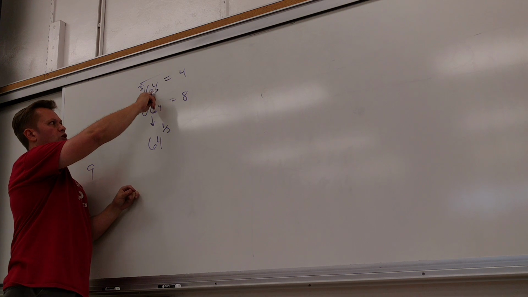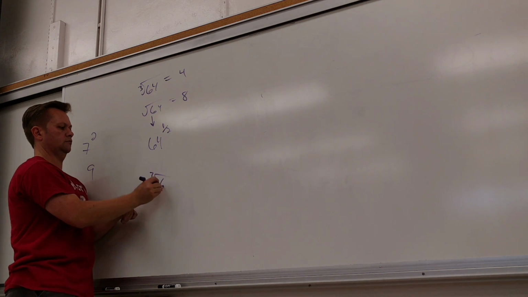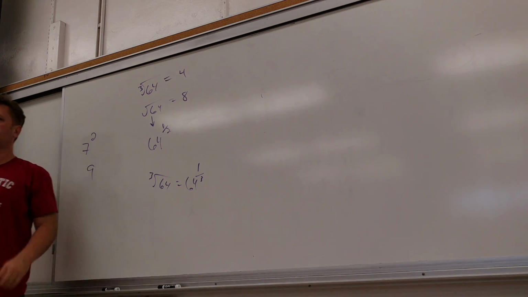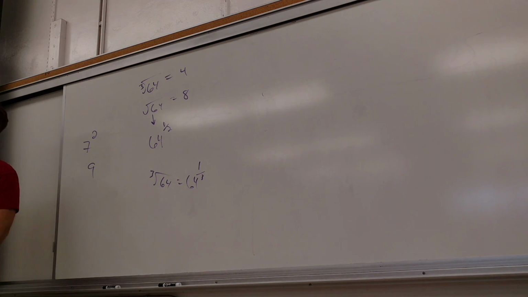So how would I rewrite the cube root of 64? 64 to the 1/3. I like it. So a fifth root would be a 1/5 power, and so forth. Maybe? No? I like the looks I'm getting right now.